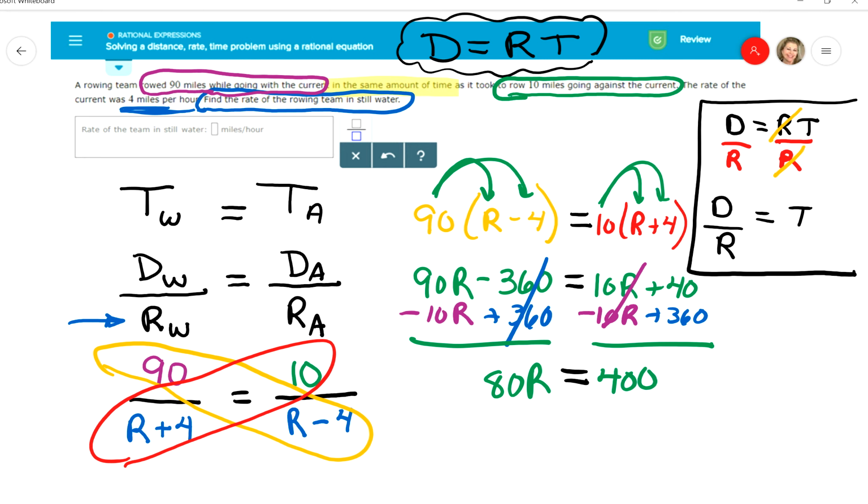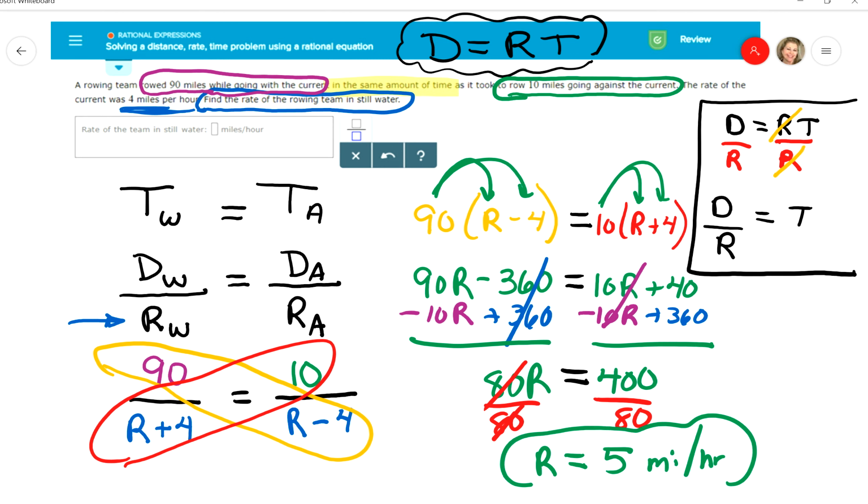And then the last step is just going to be divide off the 80, so that 80 divided by 80 cancels. And when I divide 80 on the other side, I get a rate of 400 divided by 80 is 5. This rowing team is rowing at a rate of 5 miles per hour.